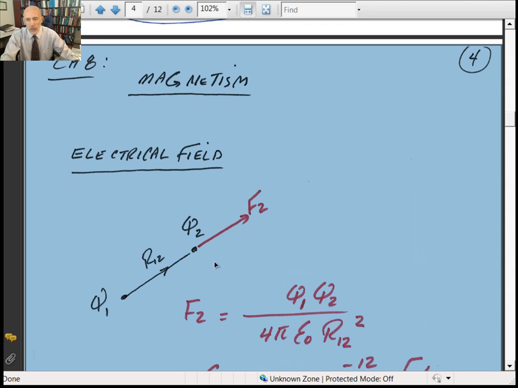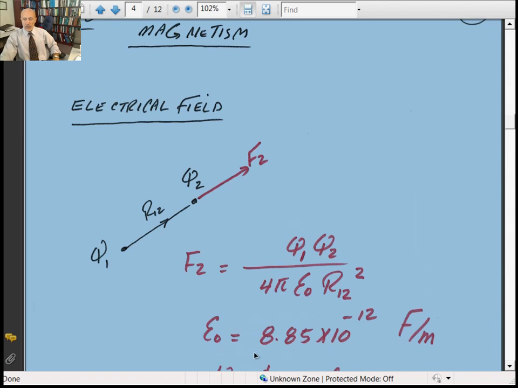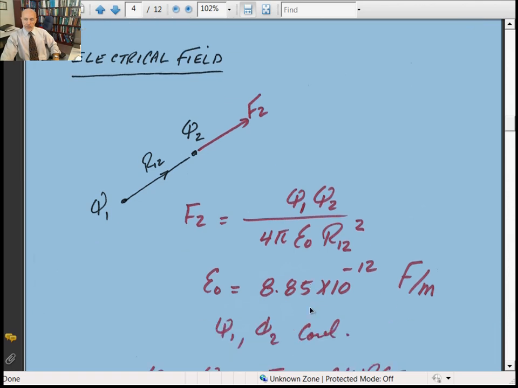If it's a vector between Q1 and Q2, definitely there's a force in that direction, which is equal to charge Q1 times Q2, divided by 4 pi epsilon sub 0 times the radius R12 quantity squared, where epsilon sub 0 is called permittivity of free space or air, which is 8.85 times 10 to the minus 12 farads per meter. It is a constant quantity. Q1 and Q2 are in coulombs, the radius R12 is in meters, and then the force is in newtons.